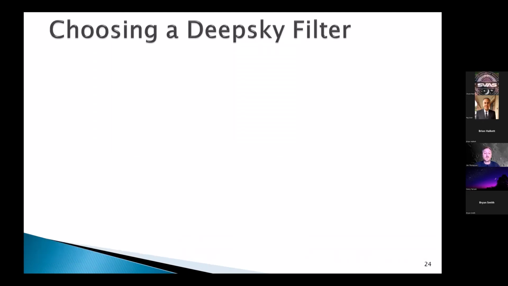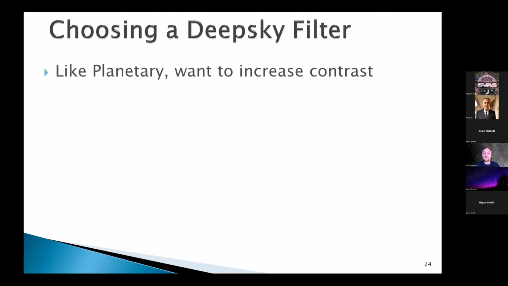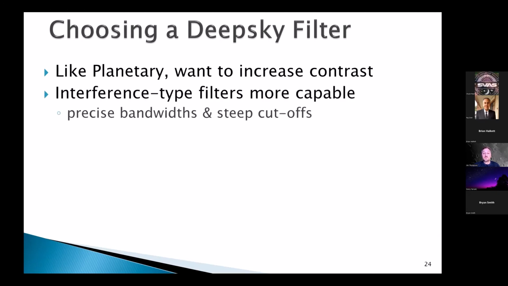So, how does one choose what deep sky filter to use? Well, like planetary filters, we want to increase contrast, and the interference type filters are the most capable of delivering accurate, high transmission passbands around our wavelengths of interest.